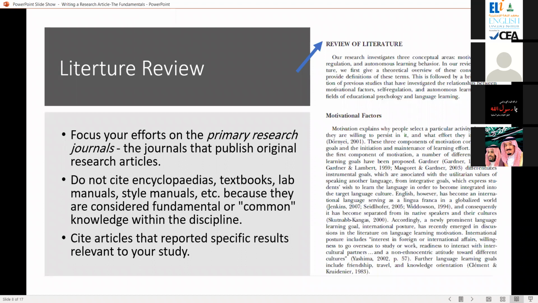The point about textbooks: if the textbook includes references to original research, that's fine. But usually textbooks don't. They just have important facts about a certain subject or topic.